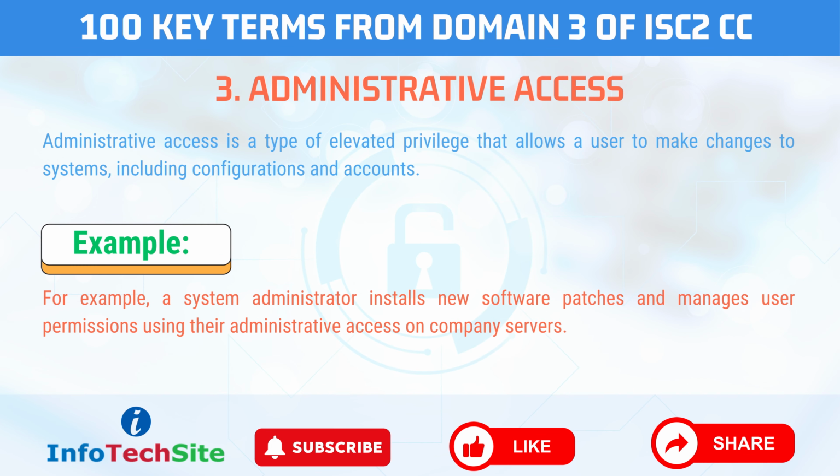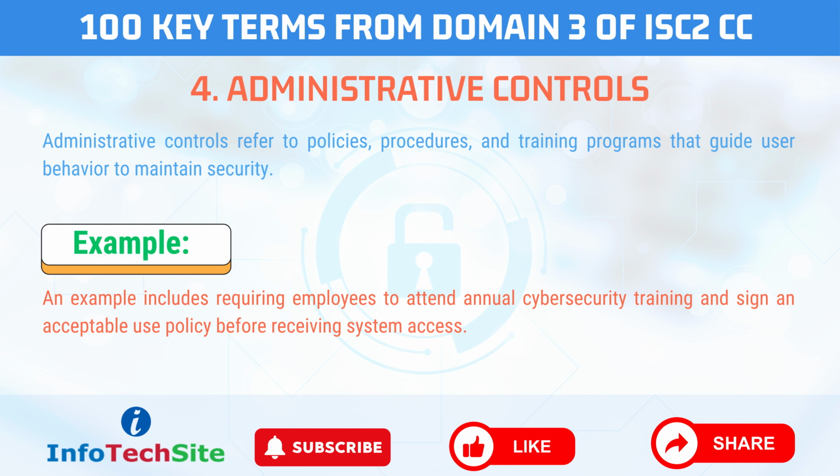3. Administrative access. Administrative access is a type of elevated privilege that allows a user to make changes to systems, including configurations and accounts. For example, a system administrator installs new software patches and manages user permissions using their administrative access on company servers.